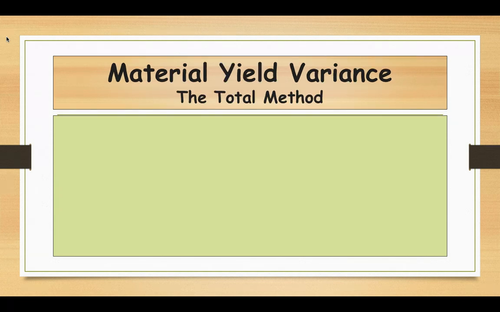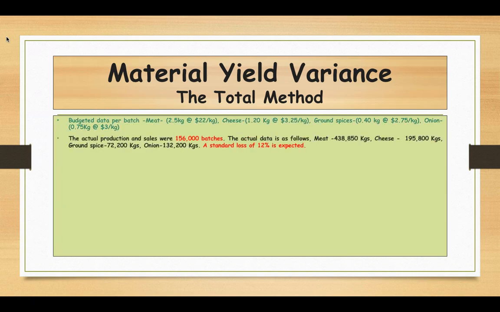So for this example with a 12% loss, we will see the material yield variance calculation using method 1, which is the total method. So the budgeted data given, the actual data, the changes are there are only 156,000 batches and there is a loss of 12% is expected. Now, as usual, we need to compare the standard yield with the actual yield.